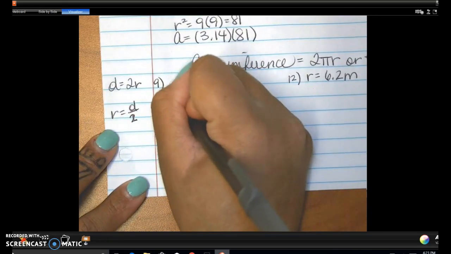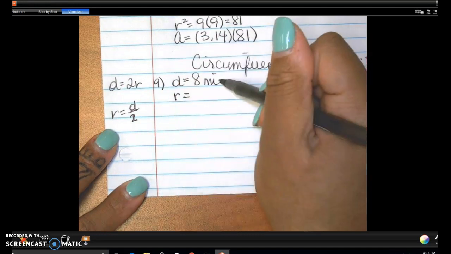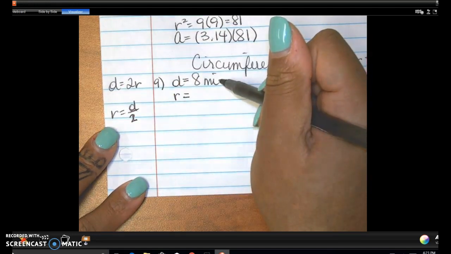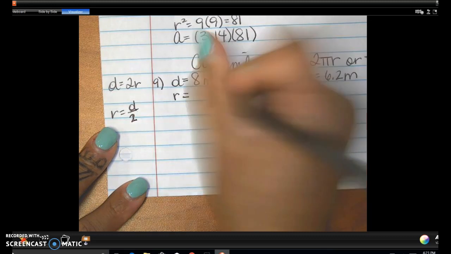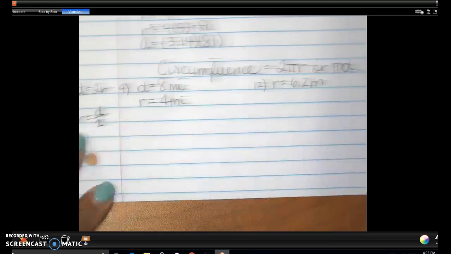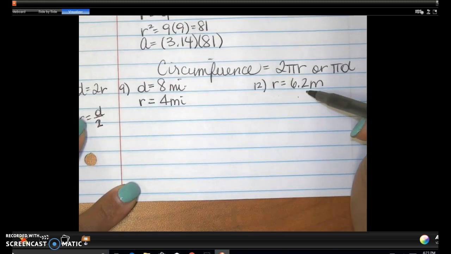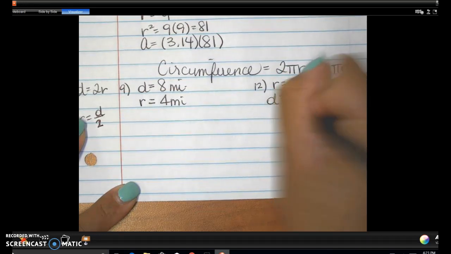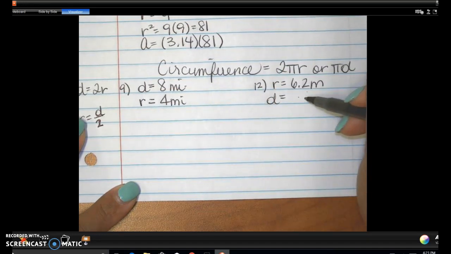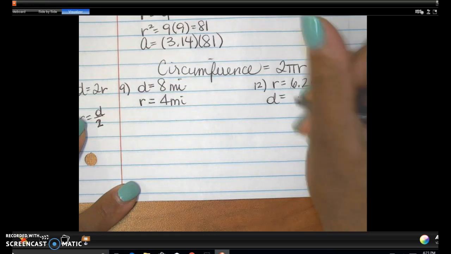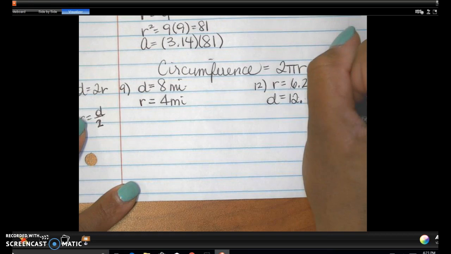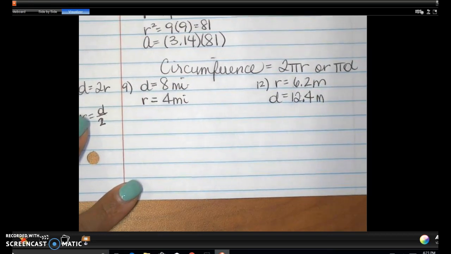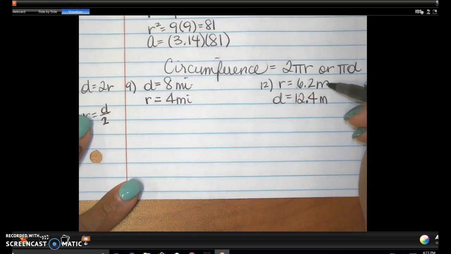So my radius here is half of 8. If I cut 8 in half, what do I get? 4 miles. Over here, if I double 6.2 because I have radius, which is the smaller version, then I want 2 times 6.2. 2 times 6? 12. And then 2 times 2? 12.4 meters. I'm sorry, I said miles earlier, but this is meters.